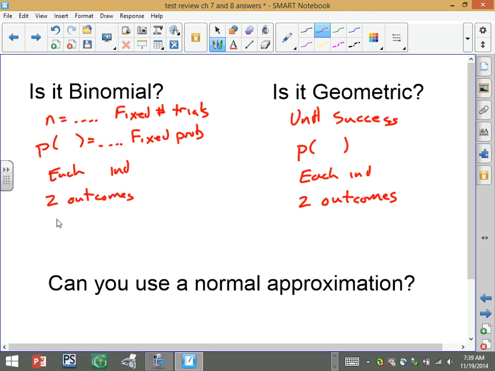And the other thing to make sure you're aware of is when you can use a normal approximation, where np has to be greater than or equal to 10, and nq has to be greater than or equal to 10. Either one of those will work.